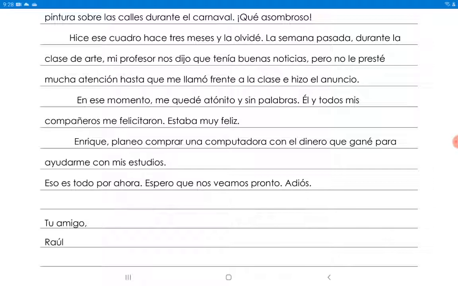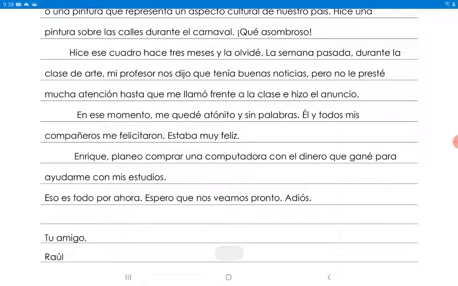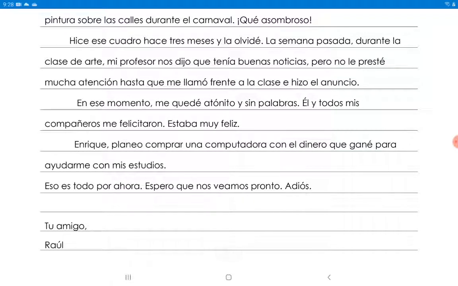En ese momento me quedé atónito y sin palabras. So this here, it's an idiomatic expression that basically translates to, in this moment, I was speechless, I was stunned, right? I remained there. So the literal translation looks like I remained there, but I was stunned. The translation would be I was stunned and speechless. Él y todos mis compañeros me felicitaron. So I'm adding some information here, saying that he and all of my classmates congratulated me. Estaba muy feliz. I was very happy.